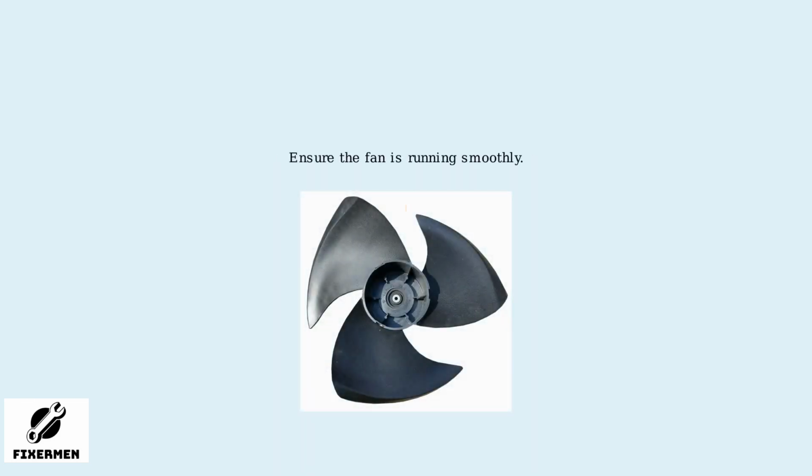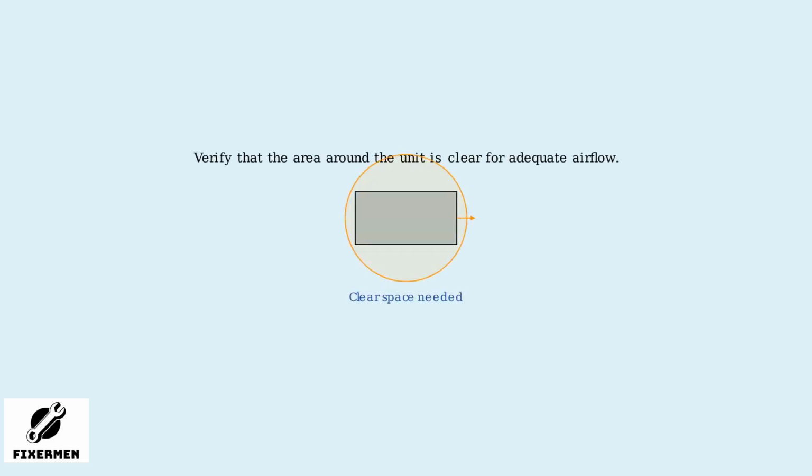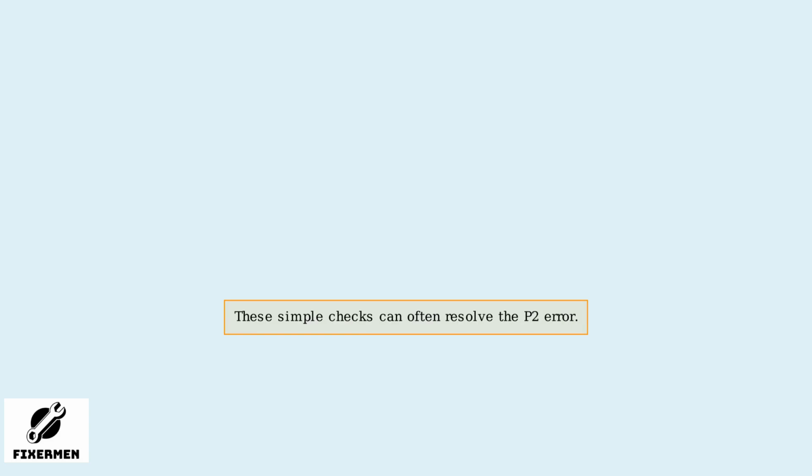Start diagnosing the P2 error with a visual inspection of the outdoor unit. Look for debris blocking the condenser coils. These coils can become clogged with dirt or residue. Check that the fan is running smoothly without any obstructions or unusual noises. Make sure the area around the unit is clear to allow proper airflow. Remove any plants or objects that could block the unit. These initial checks are simple but effective in resolving many P2 error issues.